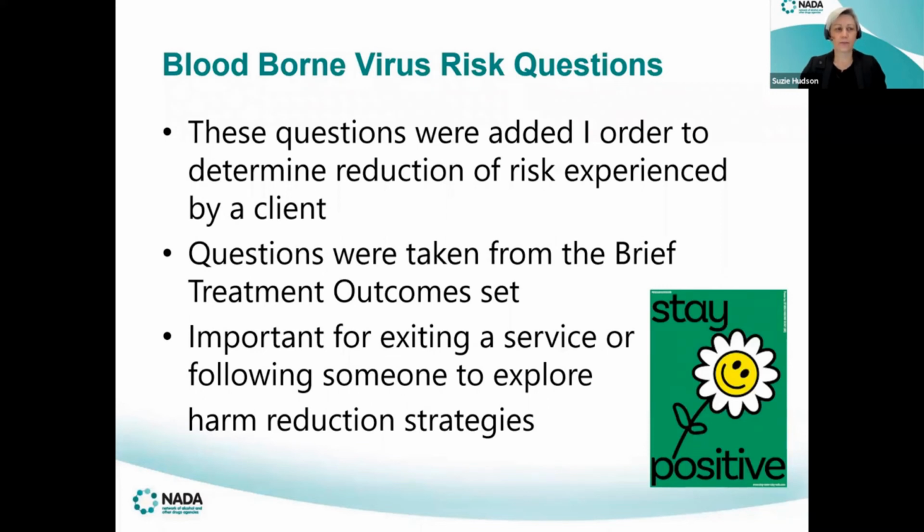So perhaps they've been in some intensive treatment, they're now in some less intensive treatment, maybe people just checking in with them. And this is designed to prompt us to ensure that they are aware of harm reduction strategies, such as the availability of naloxone, or where they can get clean or sterile injecting equipment. And so the bloodborne virus risk questions really just give us a sense of where someone's at in terms of their overall health.